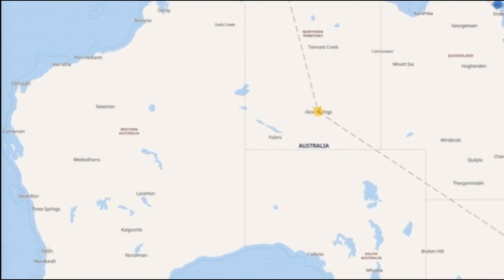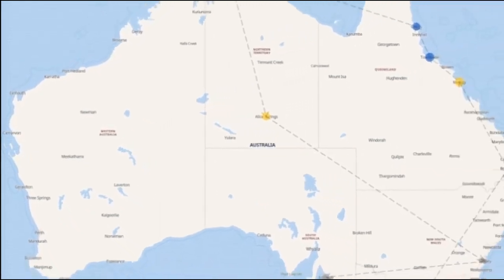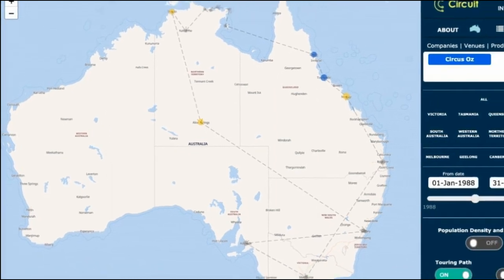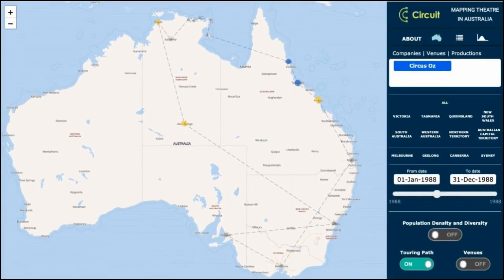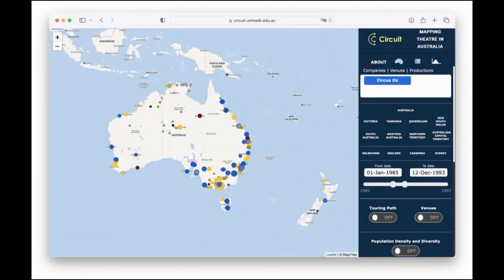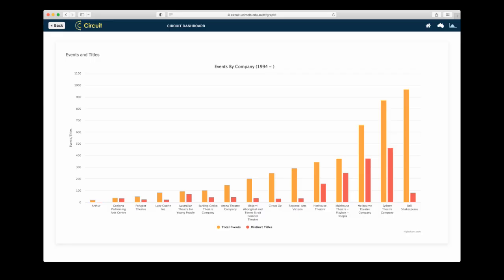An example closer to home is Circuit. Circuit is a mapping tool developed at the University of Melbourne that traces the circulation of recent shows and performances from 1965 to the present, and aims to provide a more complete picture of the Australian theatrical ecosystem. It uses data derived from the AusStage database, but builds on it, adding demographic data about population density, youth, economic and diversity indicators. It allows users to download customised graphs focusing on categories of choice.